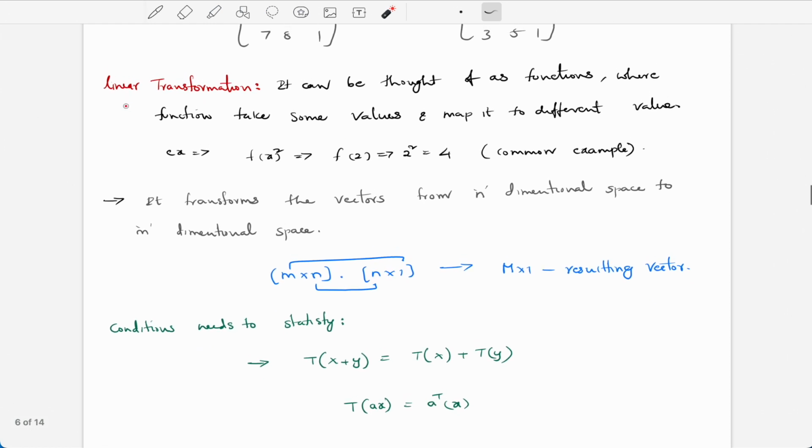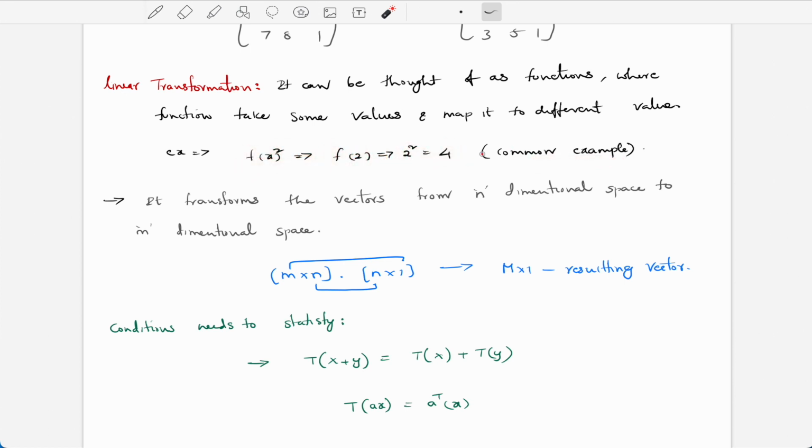Then after that we have what is called a linear transformation. So what is a linear transformation? It can be thought of as a function, where a function takes some values and maps them into different values. Like the example from our childhood, f(x) = x squared: if we put in the value x, it becomes 4. It's just a common example.